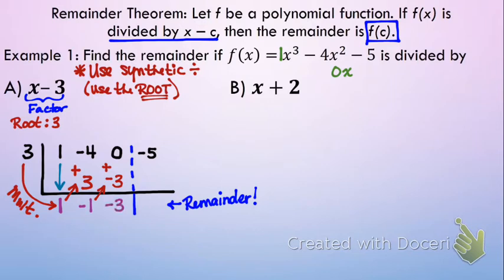And then we do it one more time. 3 times -3? -9. And we add those together. -5 plus -9? -14. This is what we were looking for in the problem. This tells me that if I evaluate f of 3, my outcome would be -14.